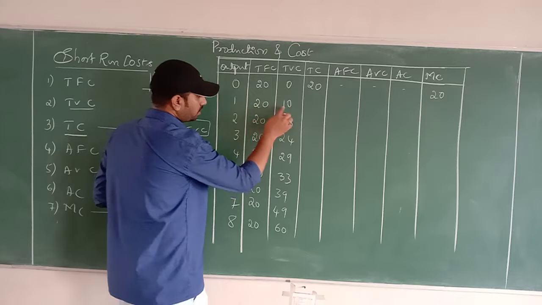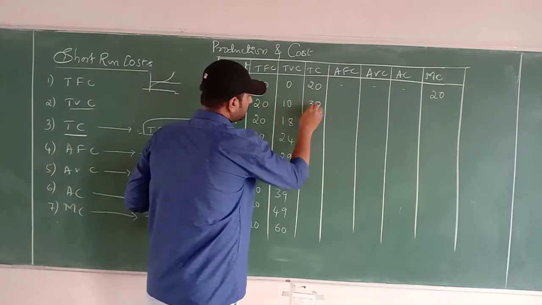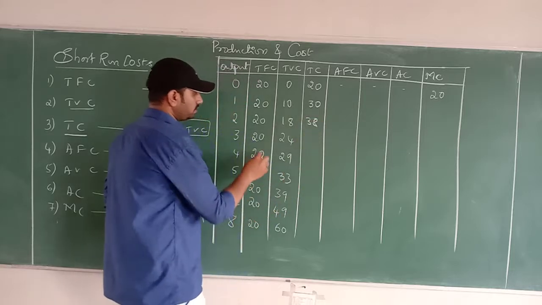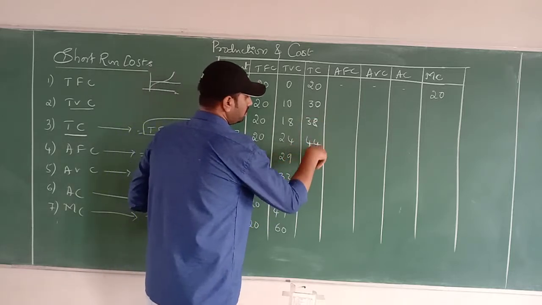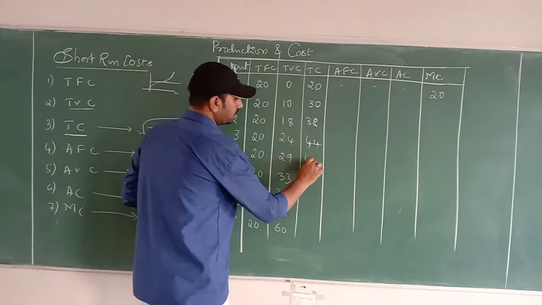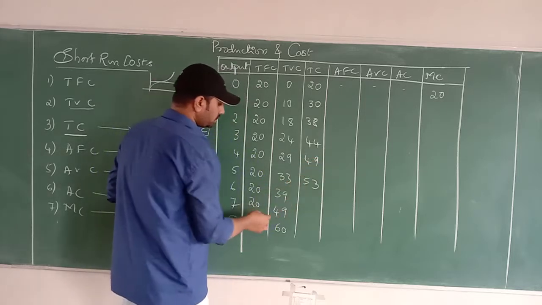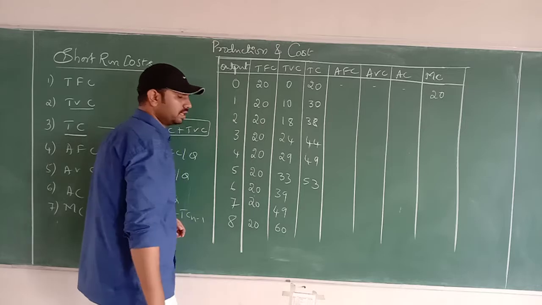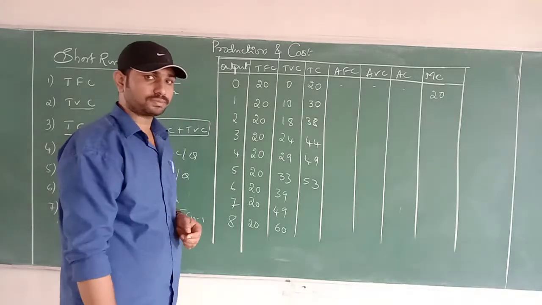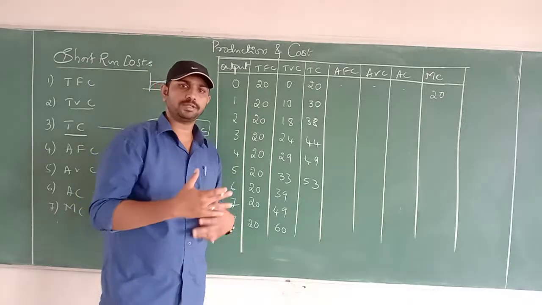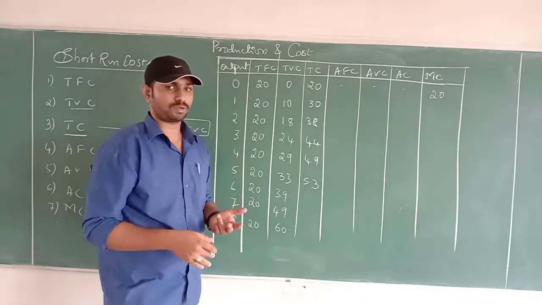Then 20 plus 10 is 30. Then 20 plus 18 is 38. Then 20 plus 24 is 44, 20 plus 29 is 49, 20 plus 33 is 53. Likewise, you can go through the rest of the calculations. So what will be the shape of TC? You need to go by the graphical representation of it.